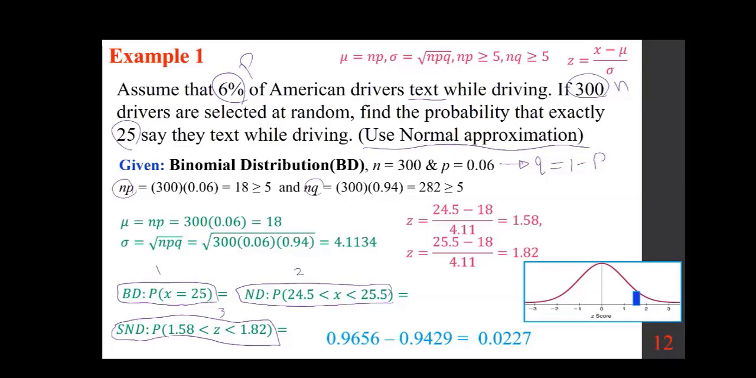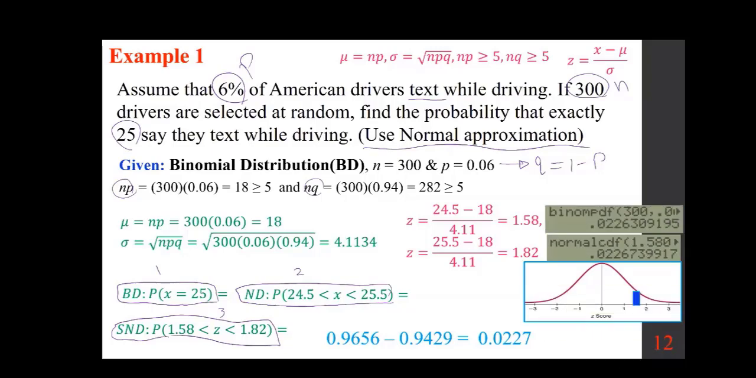Their difference is the answer. So 0.0227. So the probability that exactly 25 say they text while driving is about 2.27%. Now, we went over the normal CDF and how we arrive at the answer. To put in the normal CDF, you put the lower limit of 1.58, upper limit of 1.82, mu and sigma, and as you can see, that is the value from the technology versus the Z table.